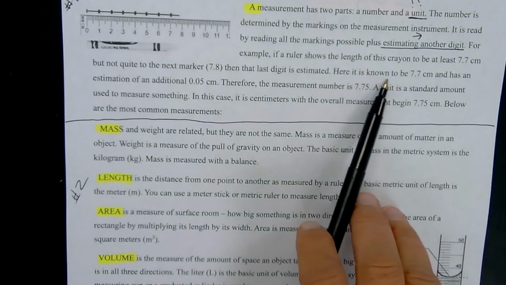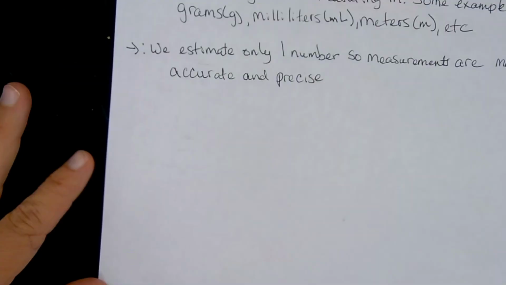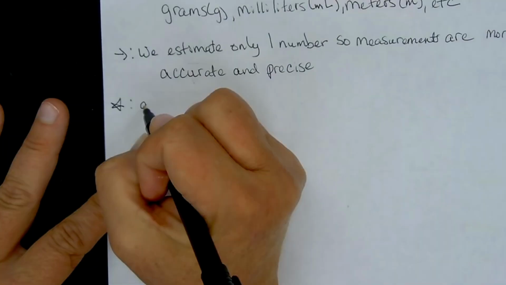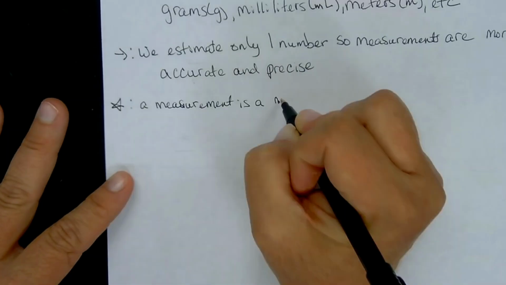Below are the most common measurements here, and that really means in chemistry, okay? And so I'm going to go ahead, I'm going to underline this one, and I'm going to make a comment about this one, actually. Okay, and I'm just going to make a comment, okay? A measurement is a number and units, okay? So I'm pretty big on this. You have to put number and units whenever you give me a measurement.